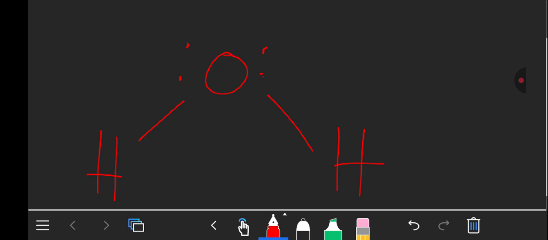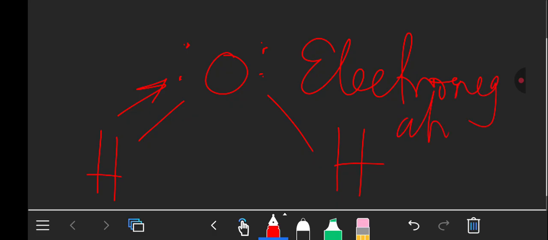So the thing I'm trying to outline here is that hydrogen is bonded together with oxygen by covalent bonds, but these electrons are much closer to oxygen and not to hydrogen. Why? Because oxygen is more electronegative. So we look at electronegativity. Oxygen is more electronegative. Okay? So we look at electronegativity.